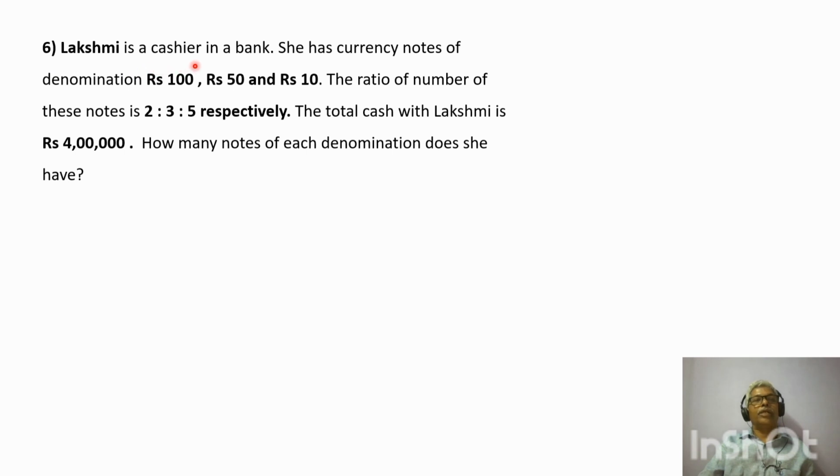Lakshmi is a cashier in a bank. She has currency notes of denomination rupees 100, rupees 50, and rupees 10. The ratio of the number of these notes is 2 is to 3 is to 5 respectively. The total cash with Lakshmi is 4 lakh, 400,000. How many notes of each denomination does she have?